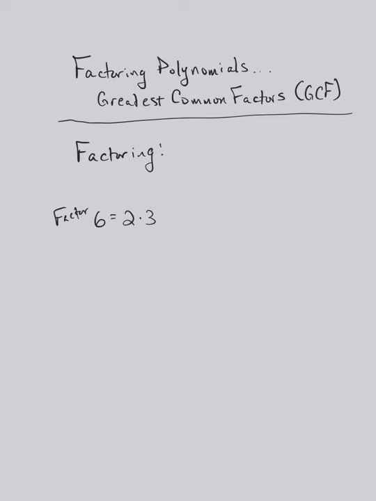So what did I do here? I took the number six and I wrote it as a product. And see, these are simpler numbers. These are actually prime numbers right here. So that's the idea of what factoring is. It's taking something, and if possible, it's not always possible, but you're going to write it as the product of two simpler things.